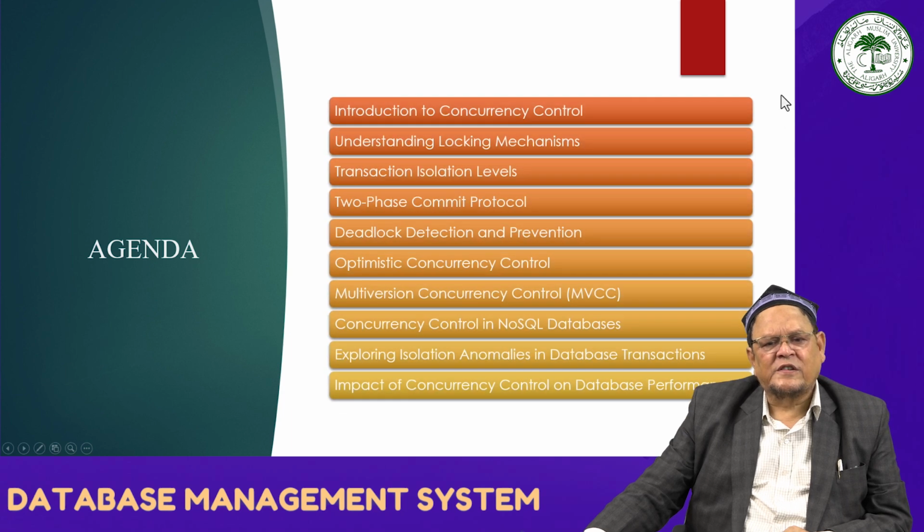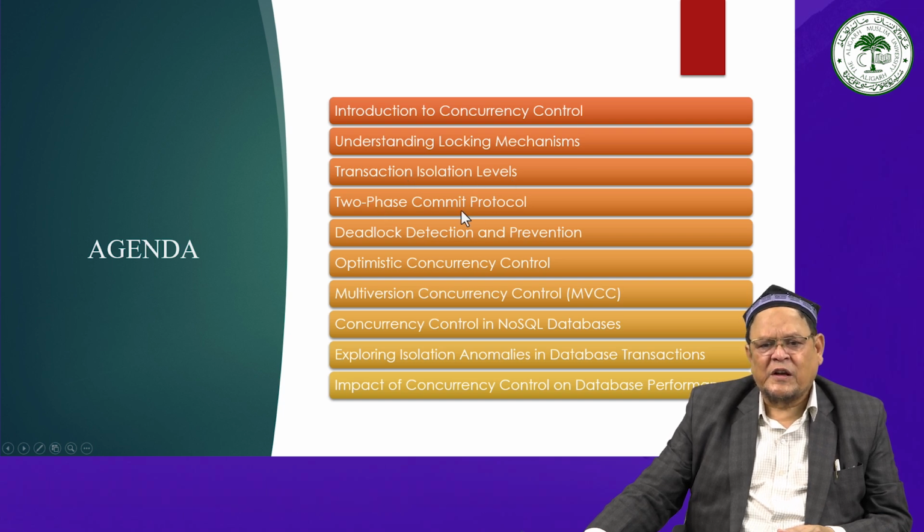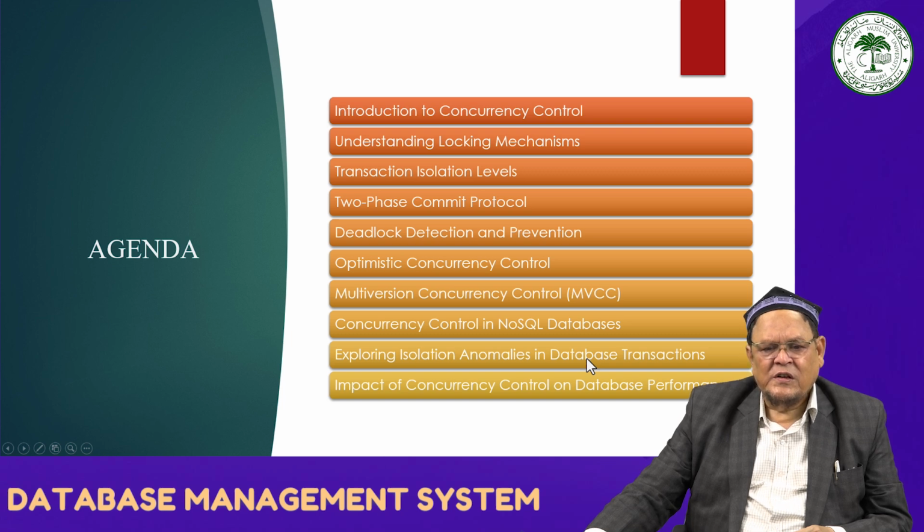Today's agenda will discuss the introduction of concurrency control, understanding locking mechanisms, transaction isolation levels, two-phase commit protocols, deadlock detection and prevention, optimistic concurrency control, multi-version concurrency control in NoSQL databases, exploring isolation anomalies in database transactions, and the impact of concurrency control on database performance.